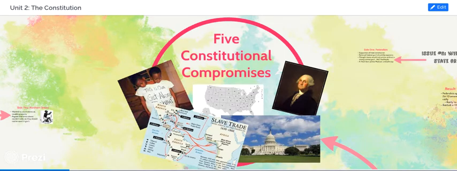In this particular unit, we're talking about the United States Constitution, and in this video in particular, and the following, we'll be speaking about the 5 constitutional compromises. So how in the world did we get here?